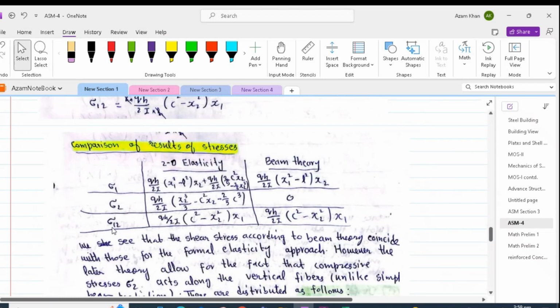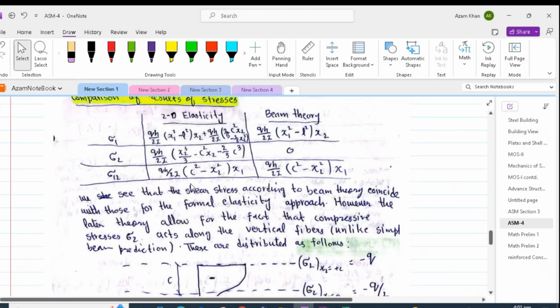Finally, the shear stress sigma 12 according to 2D elasticity is qh by 2I (c square minus x2 square) times x1, and it is similar to the beam theory, which is qh by 2I (c square minus x2 square) times x1. So the shear stress in case of both 2D elasticity and beam theory is the same, whereas there is a difference in axial stress in both the directions.